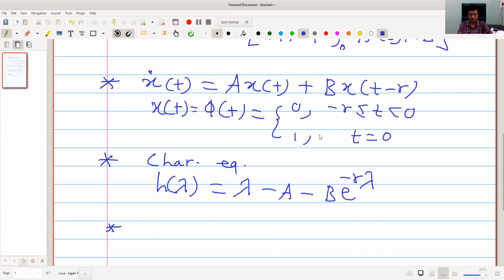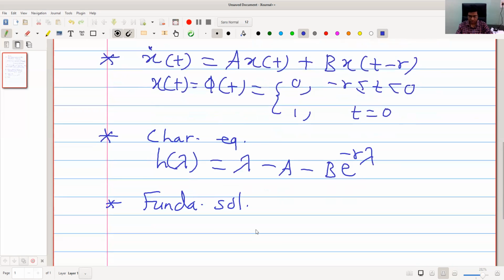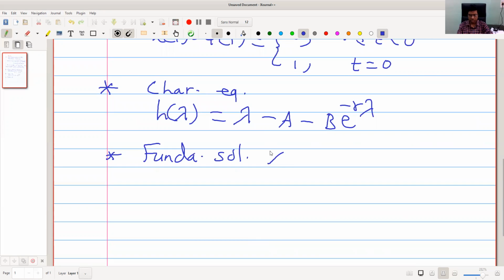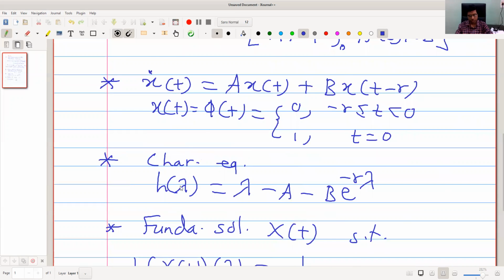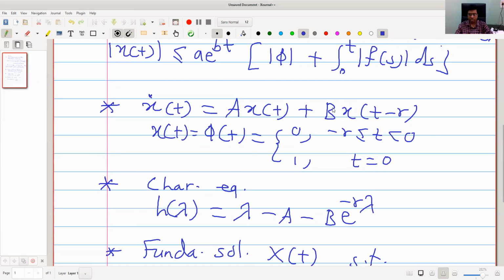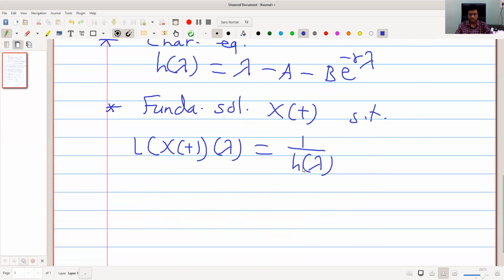And the fundamental solution of this problem is nothing but the solution capital X of t such that the Laplace transform of capital X of t, in variable lambda, is 1 upon h of lambda. Okay. So the solution of this linear homogeneous problem with this initial data, whose Laplace transform is 1 upon h of lambda, is called the fundamental solution.